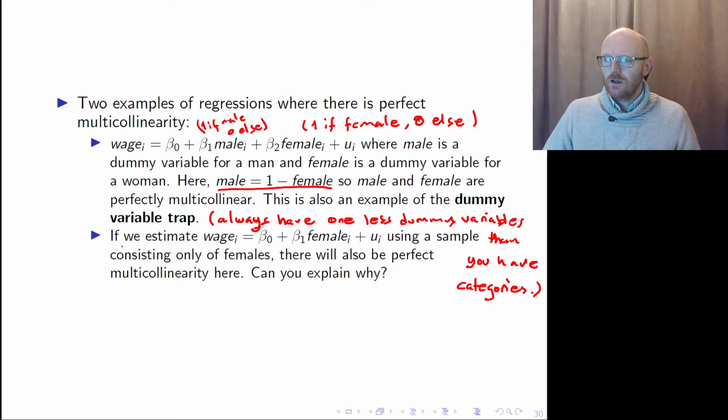Okay, so if we estimate the wage equal the intercept plus beta 1 female plus u_i using a sample consisting only of females, there will also be perfect multicollinearity. And you can take 5 seconds to pause the video and just think about why that is.